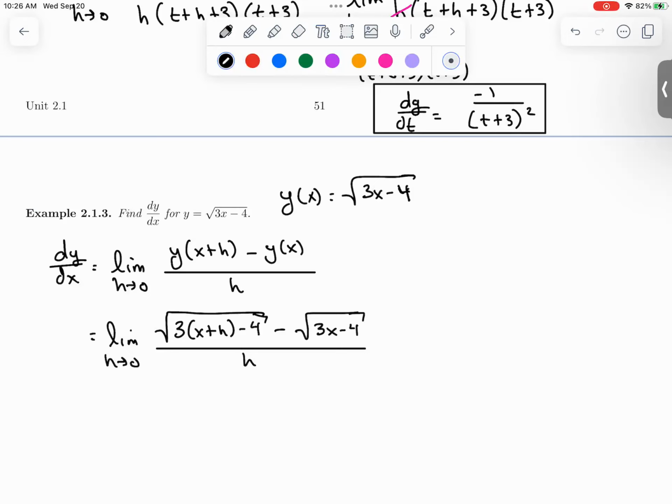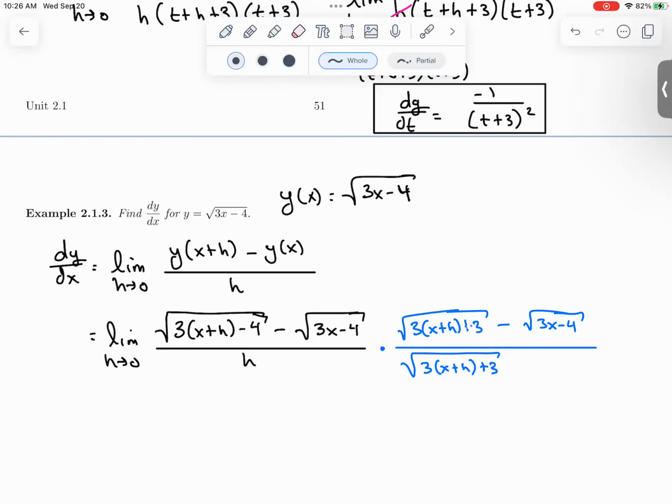How do I do it? Take a second. Get a chance to think about how would I take care of this monstrosity? Yes. The conjugate. Very, very good. Whenever you see square roots, we always think, I don't like dealing with that. Let's try and get rid of it. So we'll multiply by the conjugate. Square root of 3 times x plus h plus 3 minus the square root of 3x minus 4 divided by square root of 3 times x plus h plus 3.